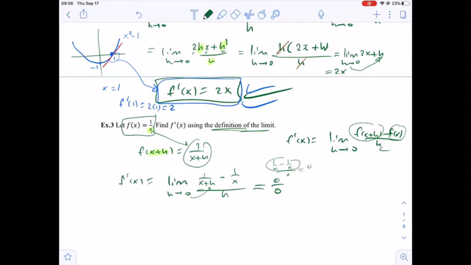1 over x minus 1 over x: the two terms are the same, which means the difference is 0. We got 0 over 0, which means we didn't get a final answer. We need to simplify. How do we proceed?